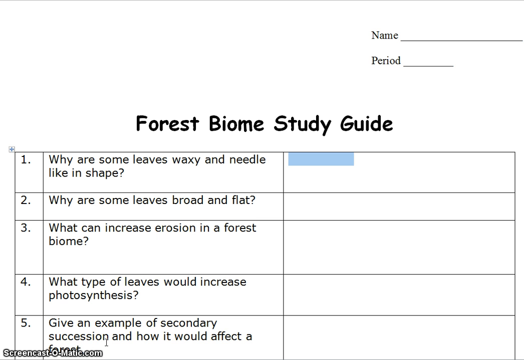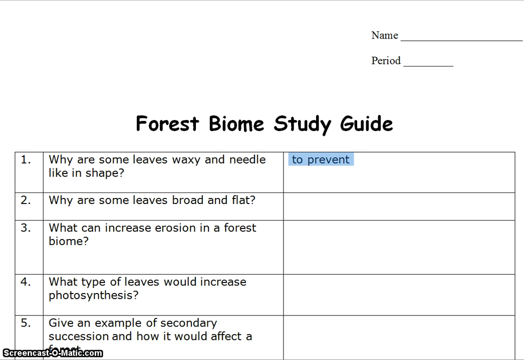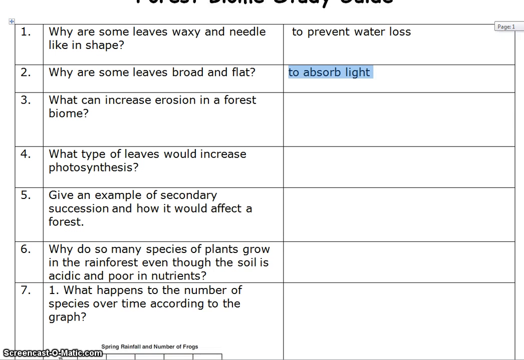Number 1, why are some leaves waxy and needle-like in shape? Can you tell me what forest those are probably in? You're right, the coniferous forest. Whoops, let me get the whole answer. To prevent water loss. Number 2, why are some leaves broad and flat, giving a large surface area? And that's to absorb light. To absorb light. Let me move this up.